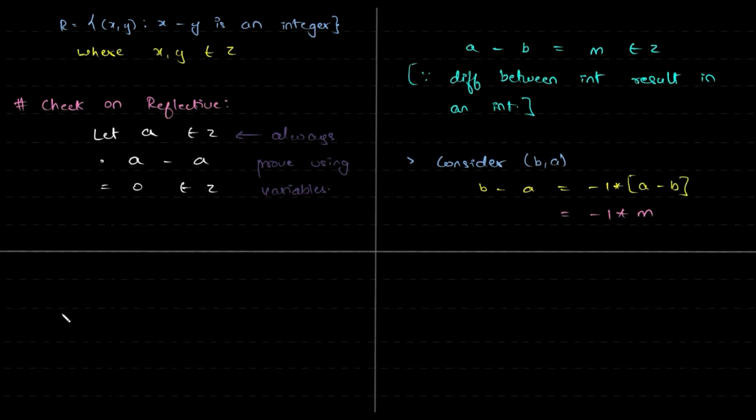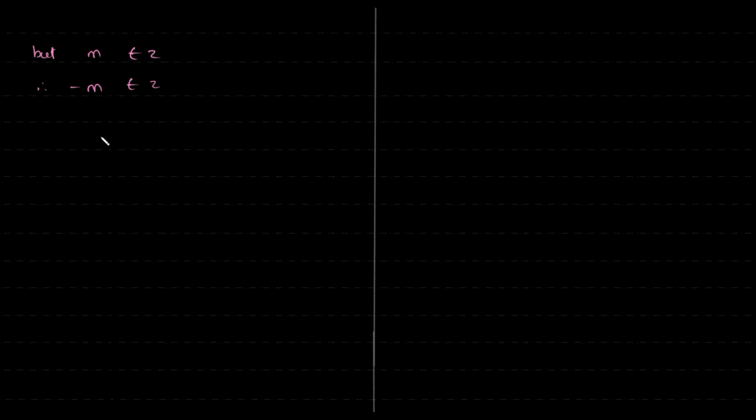Agree? But m is an integer. Like we got minus 4. If I multiply minus 4 with minus 1, I'll get an integer again. Therefore, minus m will also belong to integer. So if this is true, b comma a should belong to R. This implies b comma a belongs to your relation R. And so we can tell R is symmetric. So this is the way of thinking.